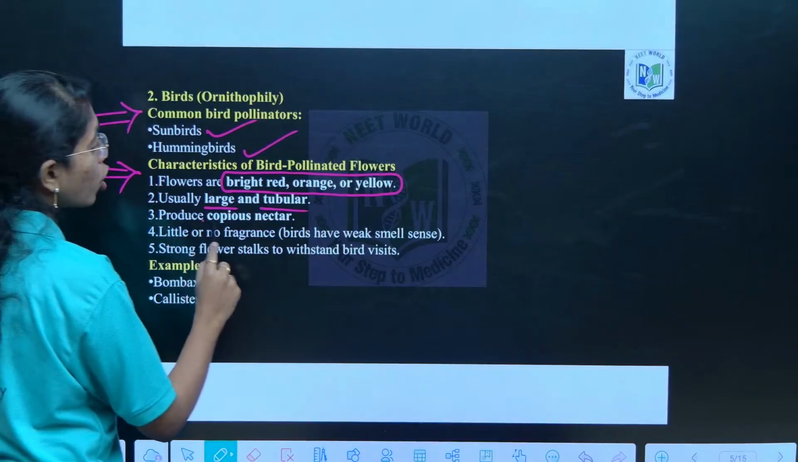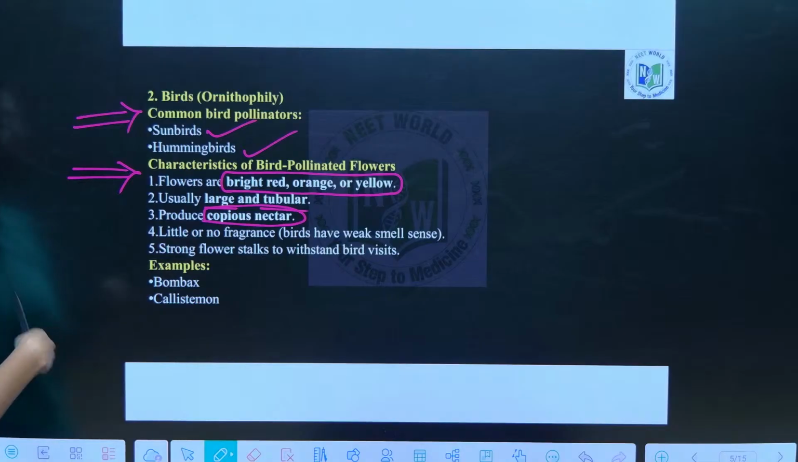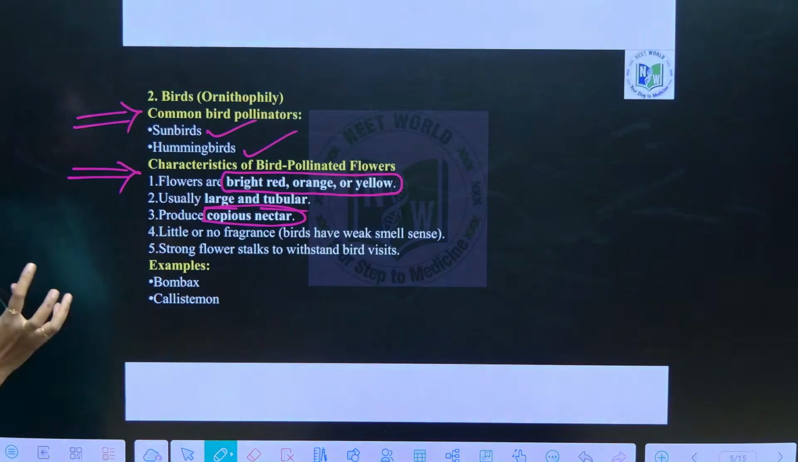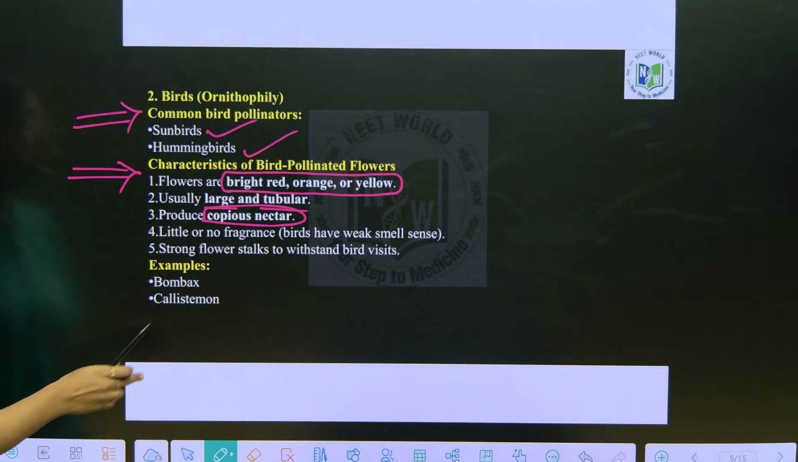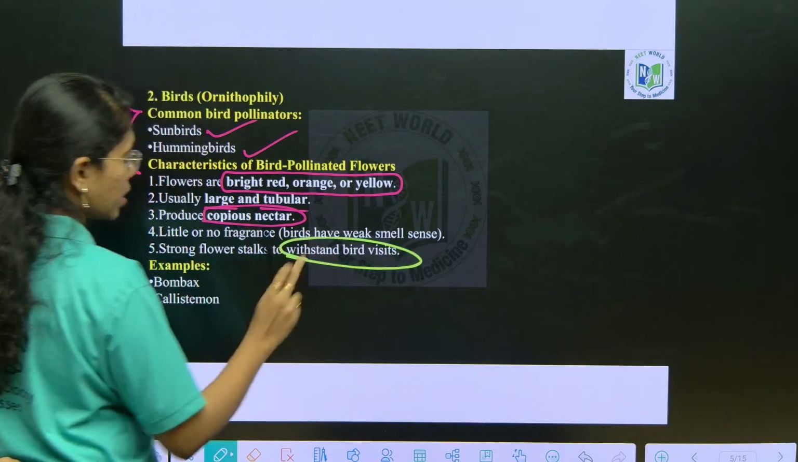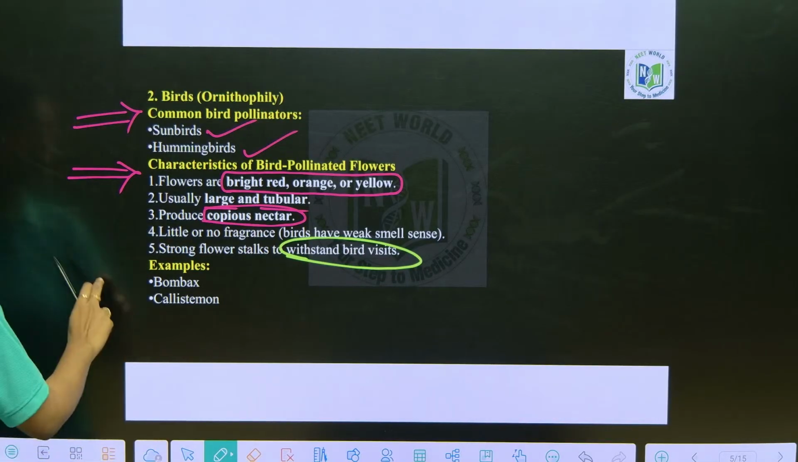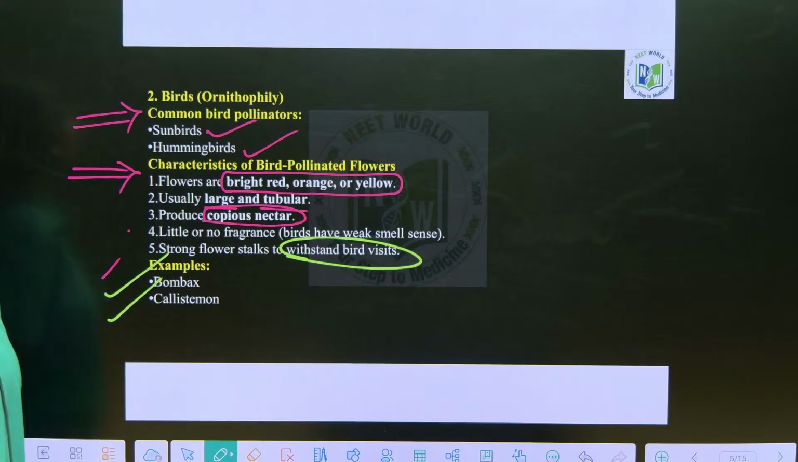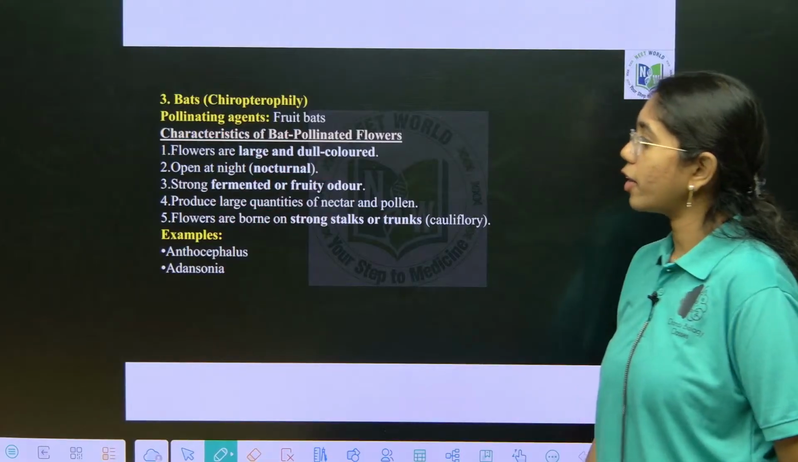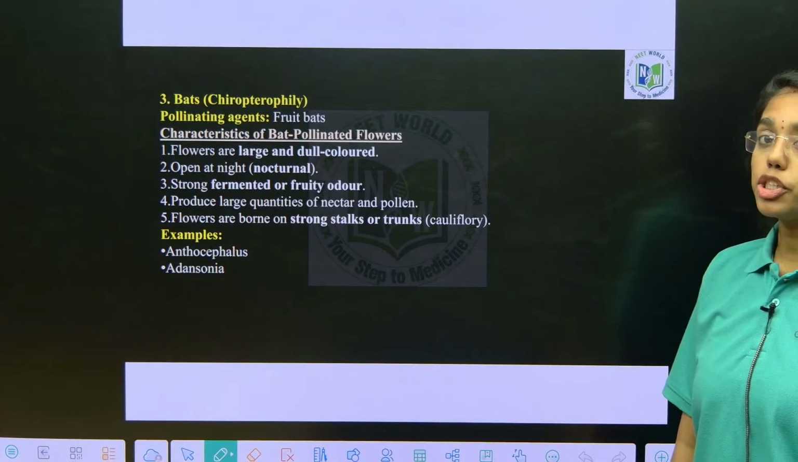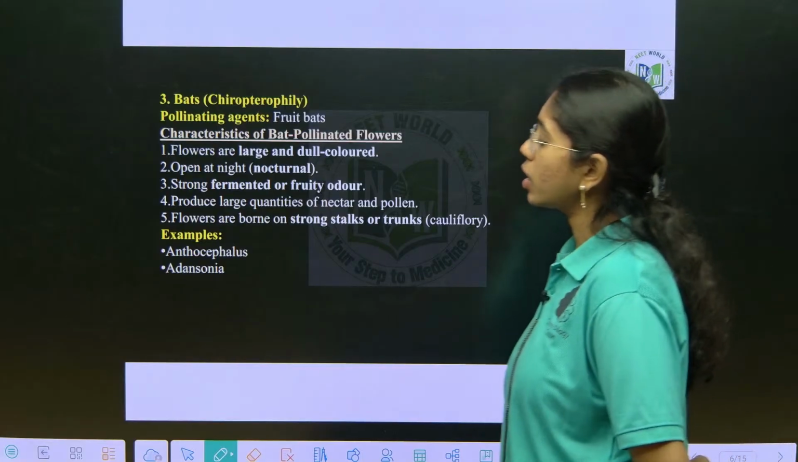They produce copious nectar and little or no fragrance at all, those which are pollinated by birds. They have strong flower stalks to withstand what? Bird visits. For example, the best examples for bird pollinating agents include Bombax and Callistemon. Next is bats, that is chiropterophily. Pollination by bats is what? Chiropterophily. And here pollinating agents include fruit bats.